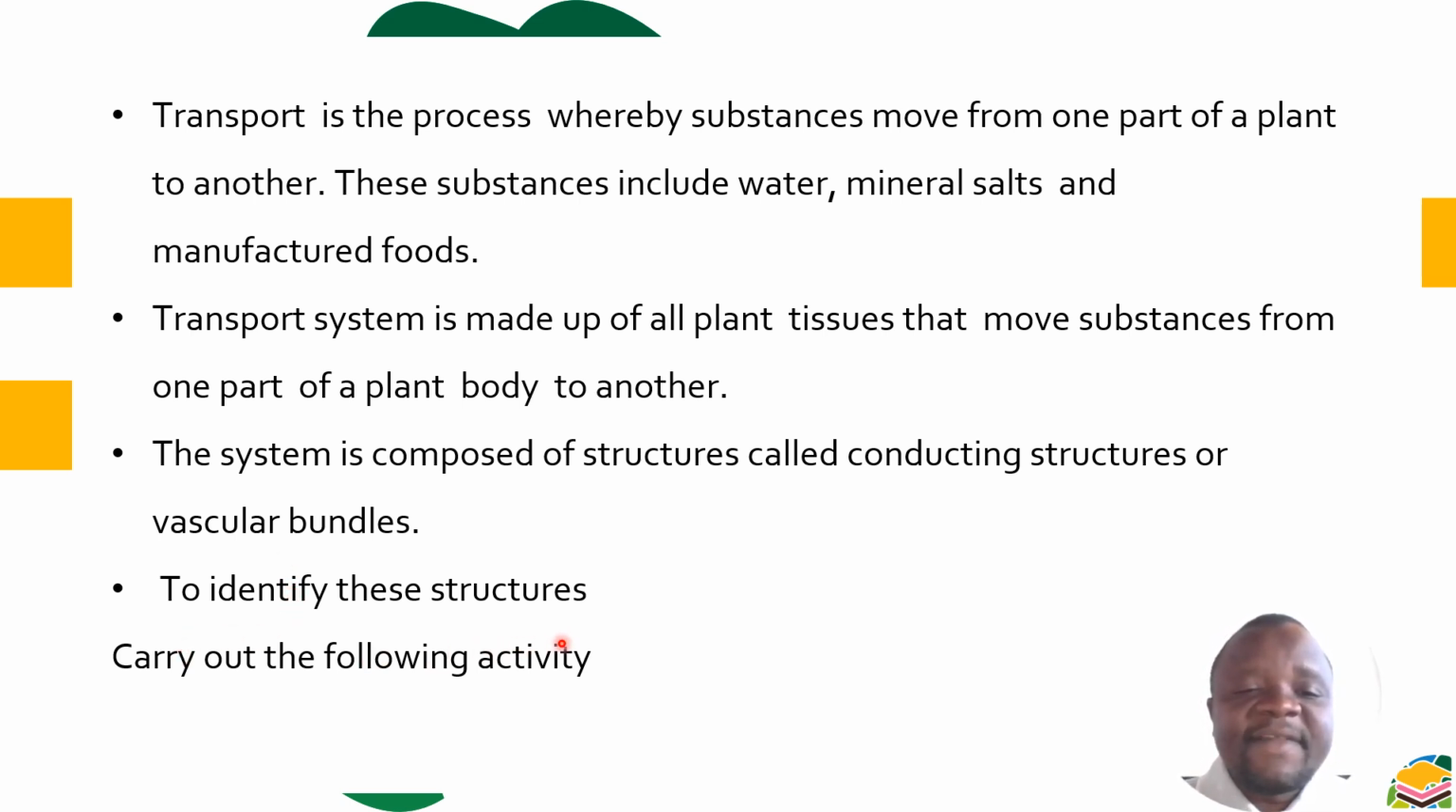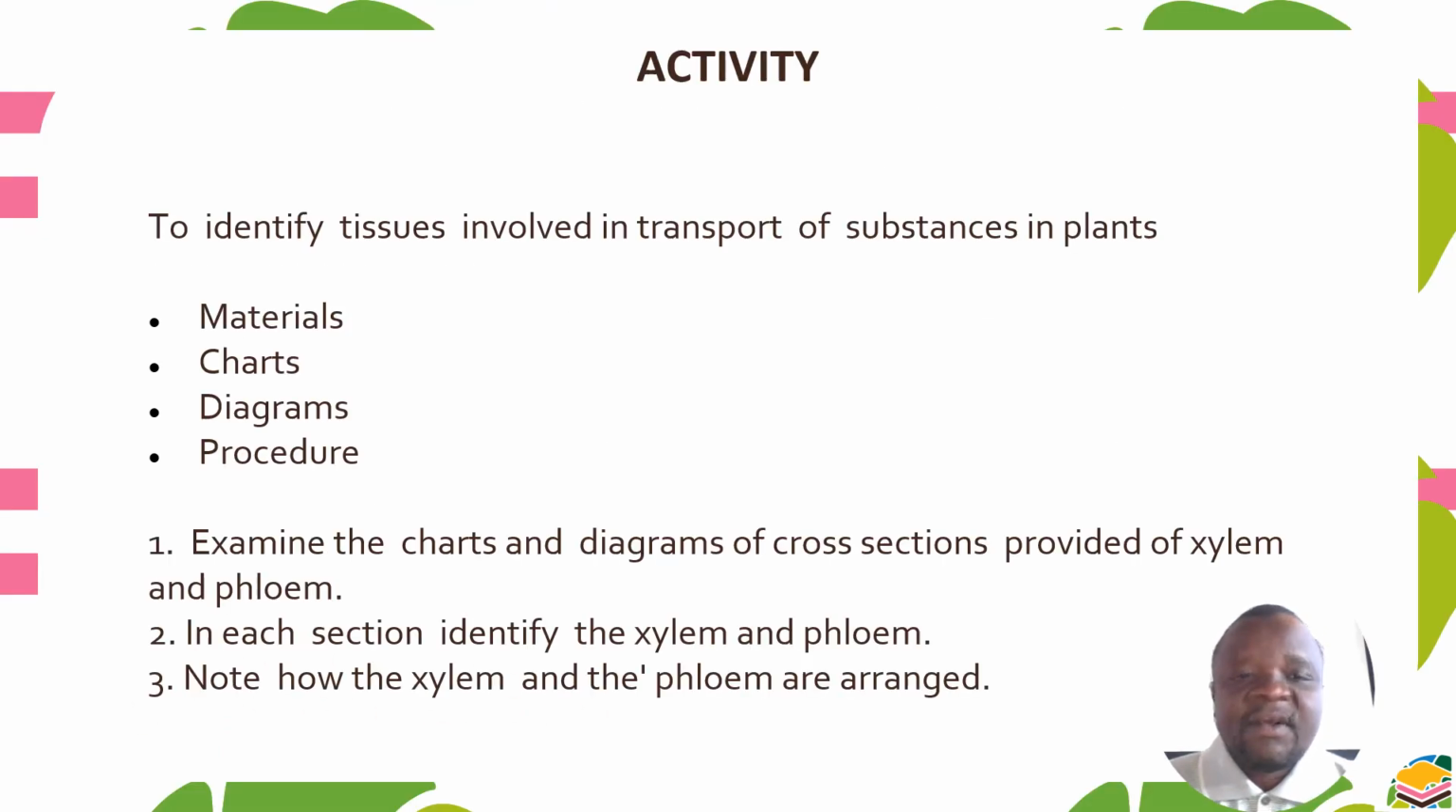So to identify these structures, one can carry out activities. For example, if you want to identify tissues that are involved in transport of substances in plants, you can have materials such as charts and diagrams. You may have diagrams of those sections. Maybe you can also download them from the internet and then analyze them.